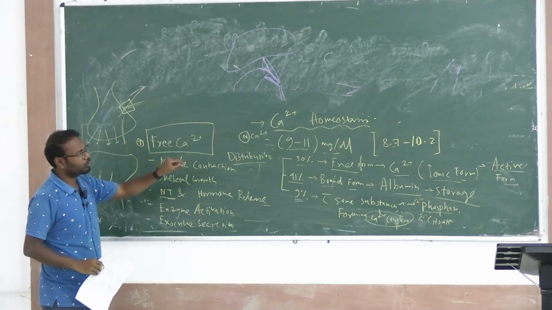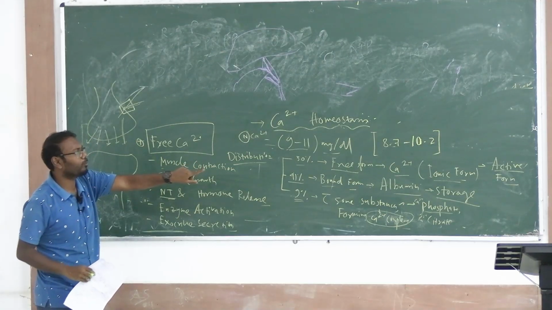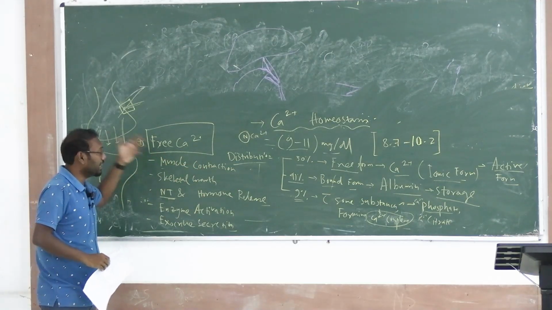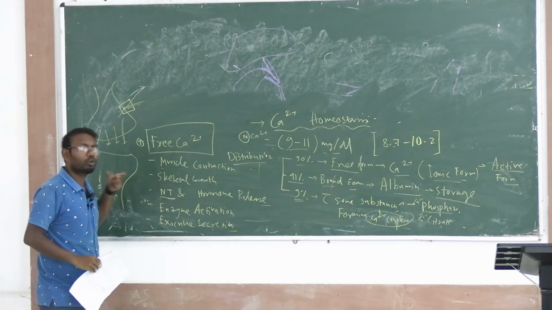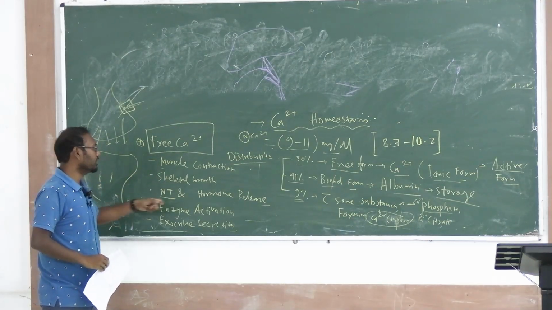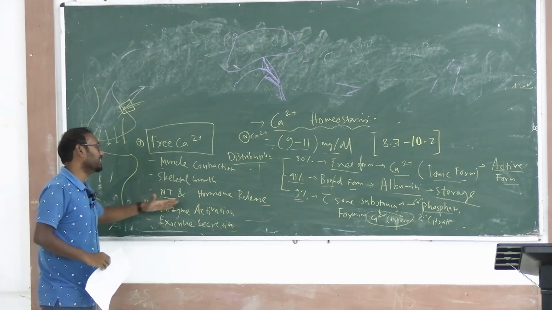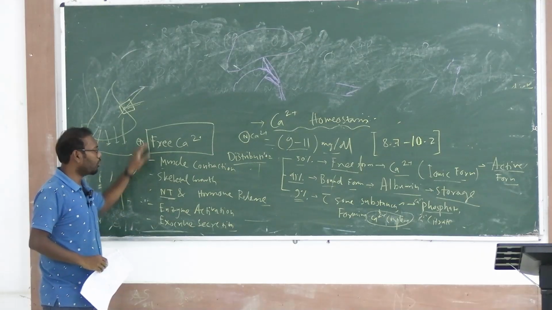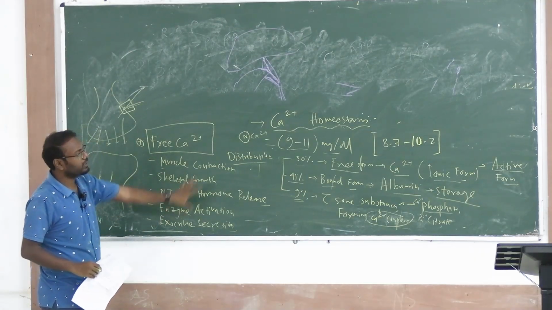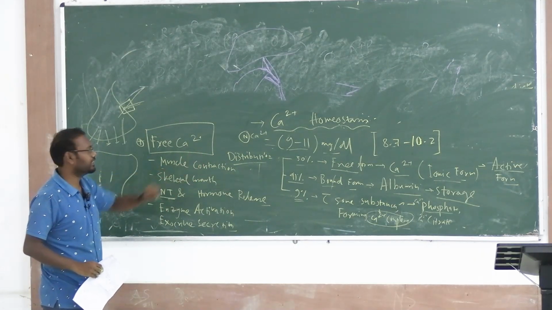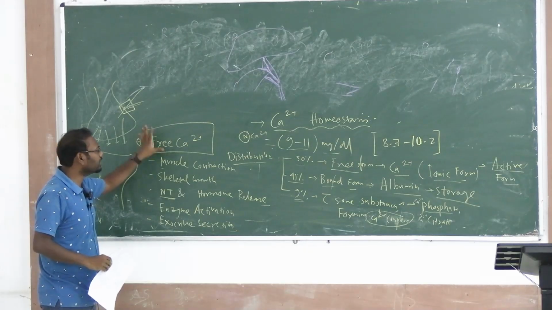So free calcium, you can say the active form. Where are they active mostly? They are active mostly during muscle contraction, during skeletal growth, during neurotransmitter and hormonal release, enzyme activation, and exocrine secretion. All of these things are controlled by this 50% free calcium. Very important, okay. This is a rough idea.